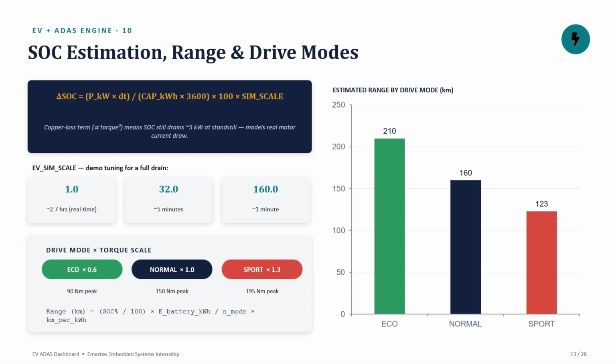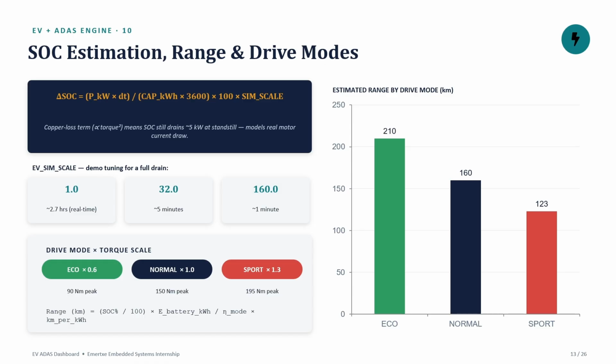Besides that, we have given three modes to our EV, like in general cars we can see in regular life. They are named eco, normal, and sport. As the name suggests, they have three different types of characteristics.